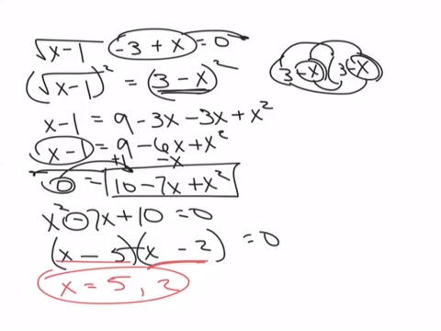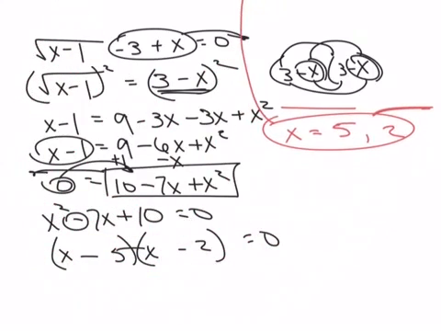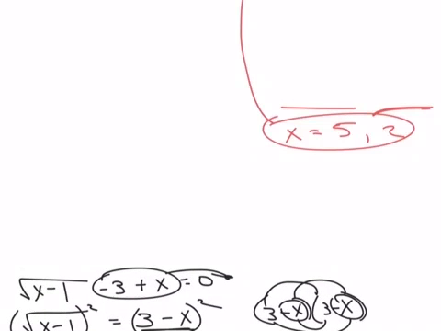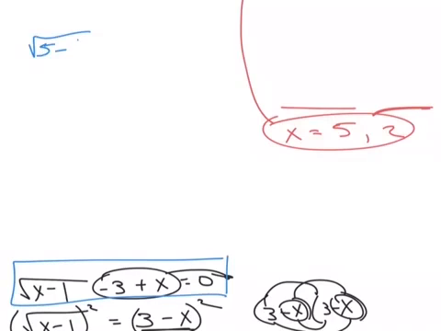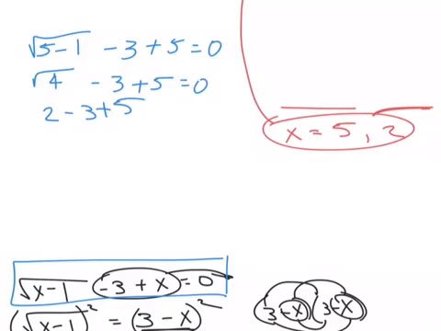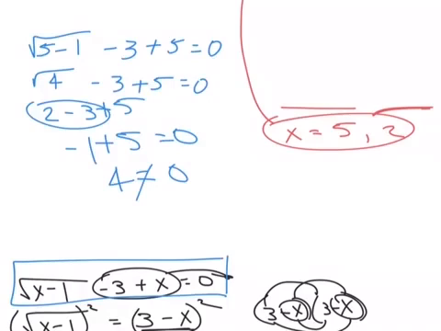So let's take our 5 and our 2 and put them clear back up here in our original problem. Okay, so let's move this over. Let's move this down. Okay, so here's our original problem, right? And let's put a 5 in. Square root of 5 minus 1 minus 3 plus x. What did we say x was? 5. So, square root of 4 minus 3 plus 5 equals 0. What is the square root of 4? 2 minus 3 plus 5. What's 2 minus 3? Negative 1 plus 5 equals 0. So 4 equals 0. It does not. Okay? So because 4 does not equal 0, 5 does not work.